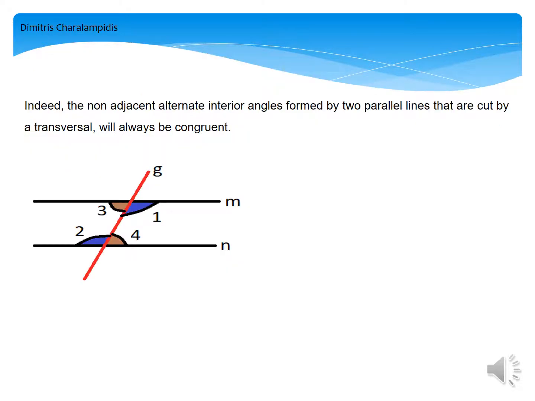So, we should always remember that the non-adjacent alternate interior angles formed by two parallel lines that are cut by a transversal will always be congruent. This means, for our diagram, for the one that we have in front of us, that angles 1 and 2 will be congruent and angles 3 and 4 will be congruent as well.